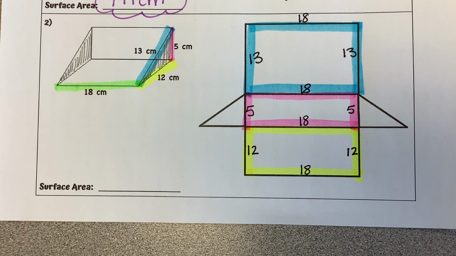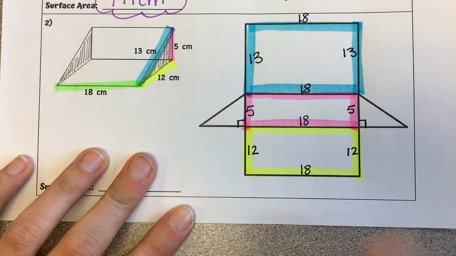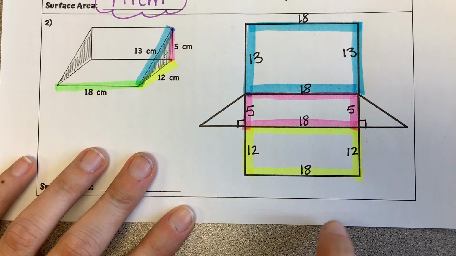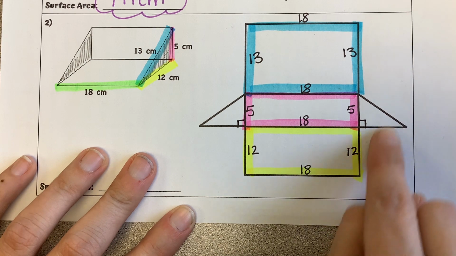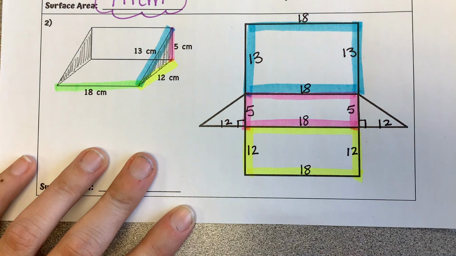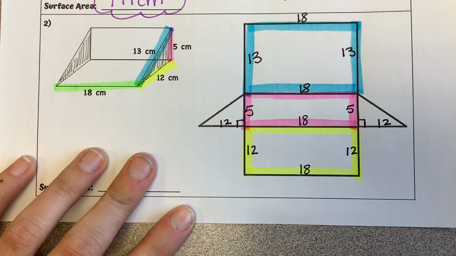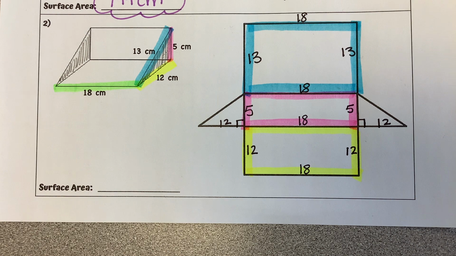And then last, we have our triangle base. So our right angle is right here. We already have this side length is 5. This length is what would fold in and connect here. So that tells me that is 12. And you should notice it's always the small and medium size, not the longest side. Now we can calculate these areas.